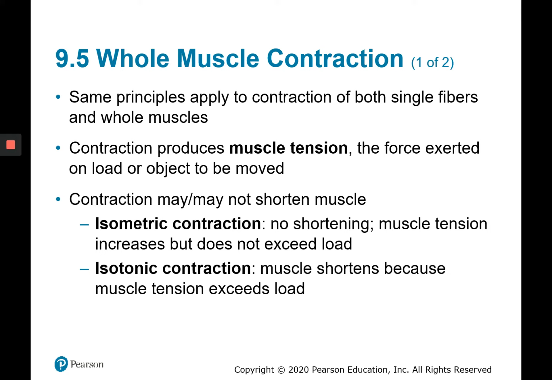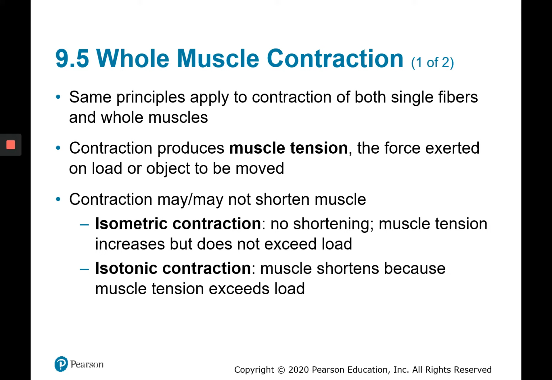We'll still be talking about excitation-contraction coupling. We'll also be talking about cross-bridge cycling. But we want to talk about them and how they produce muscle tension. So muscle tension is going to be the force exerted on any resistance or load that a muscle is trying to overcome in order to move that object or load. Different types of contraction. Some may cause muscle shortening or lengthening, others may not. We have isometric contraction and isotonic contraction.